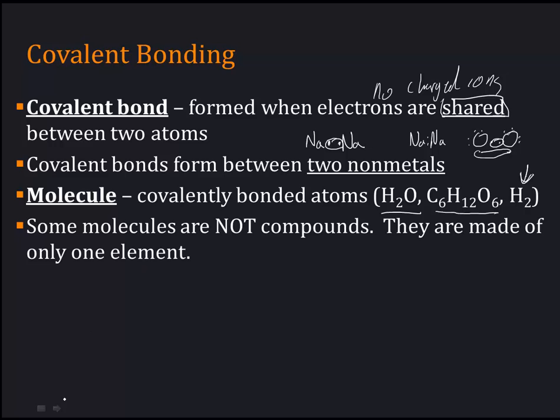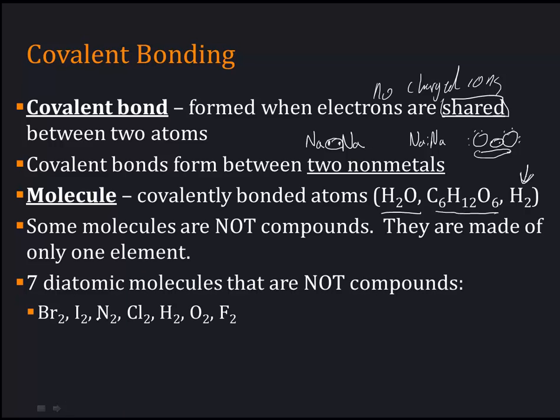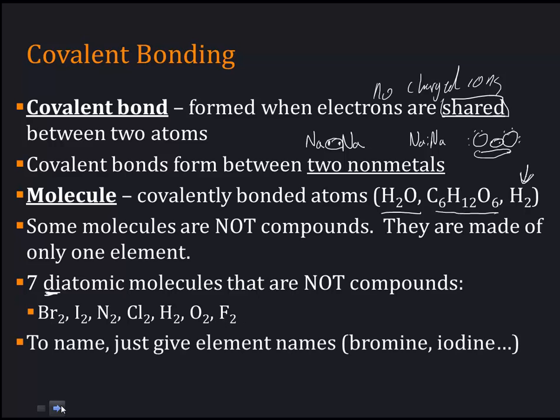There are 7 diatomic molecules that are not compounds. Di means 2, diatomic, so 2 atoms. These are not compounds. This is bromine, iodine, nitrogen, chlorine, hydrogen, oxygen, and fluorine. To remember that, that's Brinkelhoff. These always come in pairs if they're not in compounds. These are the diatomic molecules. And when we name these, we call them bromine, iodine, nitrogen, chlorine, hydrogen, oxygen, and fluorine, because they are not compounds. They are just those elements. But you should be aware, if you have bromine in a reaction, it's Br2. If oxygen's in a reaction, it's O2. Now, if these are in compounds, that all changes because they form different bonds.